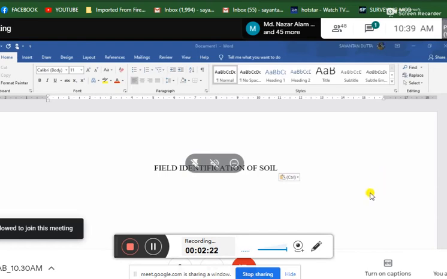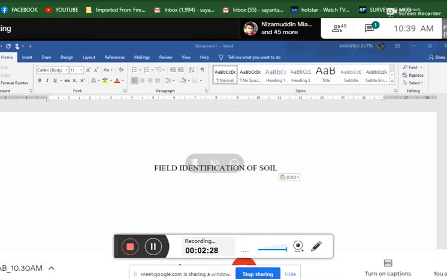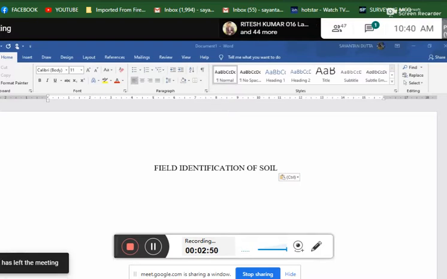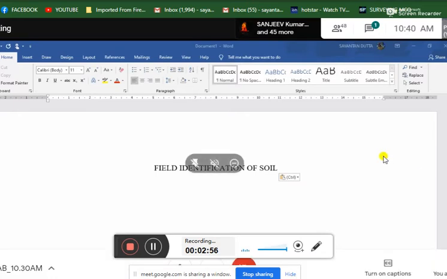Field identification of soil. In field identification of soil, you have to test the soil with some simple test without some complex apparatus or instrument, by taking it on your hand, palm, or by watching the soil by naked eye. This is actually the concept of this lab test. You have to perform these field identification tests.